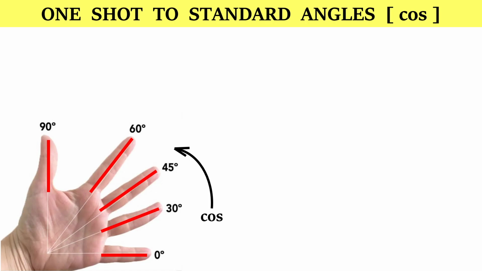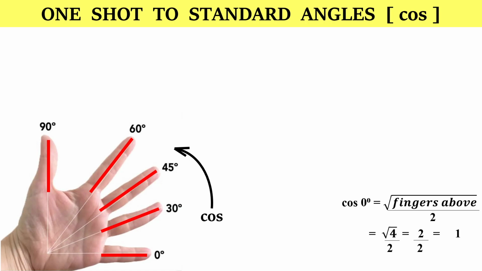So this is the way we will count the number of fingers in this direction. So let's start. First of all, let us take cos 0 degree only. If I look at my little finger and just concentrate and keep looking at the fingers, count the number of fingers in the direction in which the arrow has been marked. How many fingers are above the little finger?